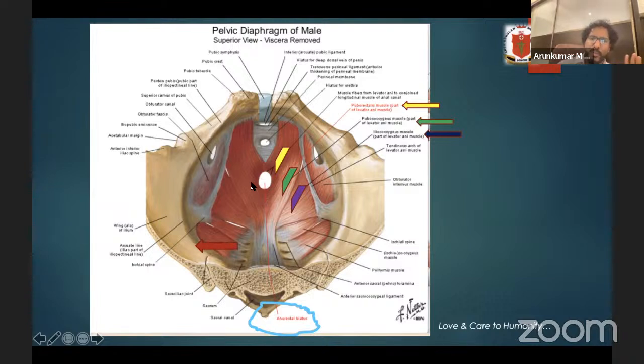So whenever we do a laparoscopic anterior resection or low anterior resection, whether it is laparoscopic, open, minimal access, robotic, whatever, the entire thing we will be seeing is the levator ani muscles on both sides.